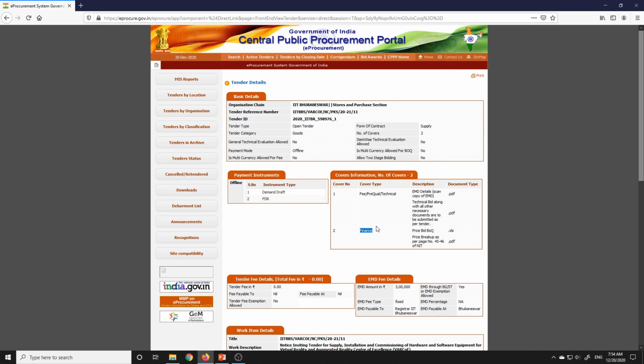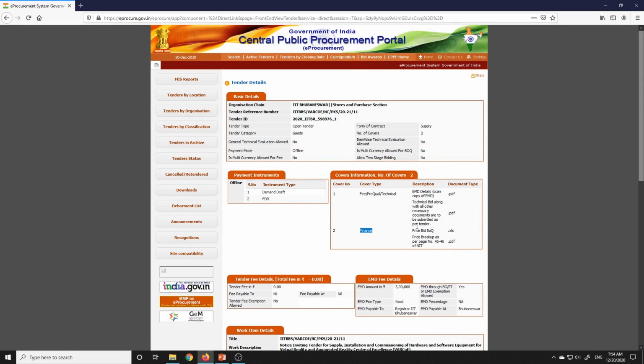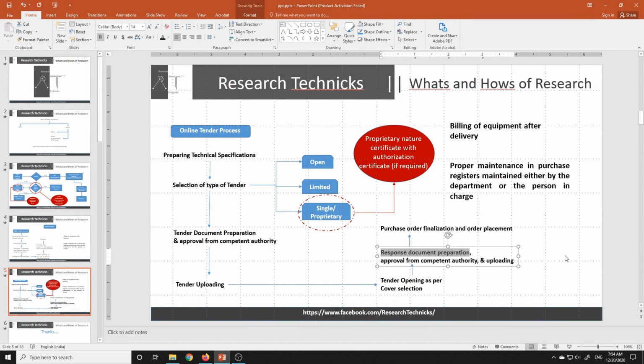Now the financial. So once you have opened the financial bid, again you have to compare, at least 3. Remember, if it is a limited tender, there should be at least 3, and after that you can compare their prices, and whichever firm is the lowest quoted will get the purchase order. That is what the response document was all about.